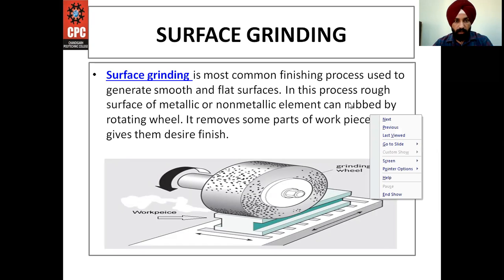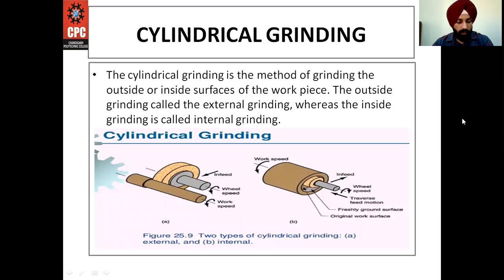Next is cylindrical grinding. Cylindrical grinding is a method of grinding the outside and inside surfaces of the workpiece. The outside grinding is called external grinding, whereas the inside grinding is internal grinding. First of all, we will discuss external cylindrical grinding.